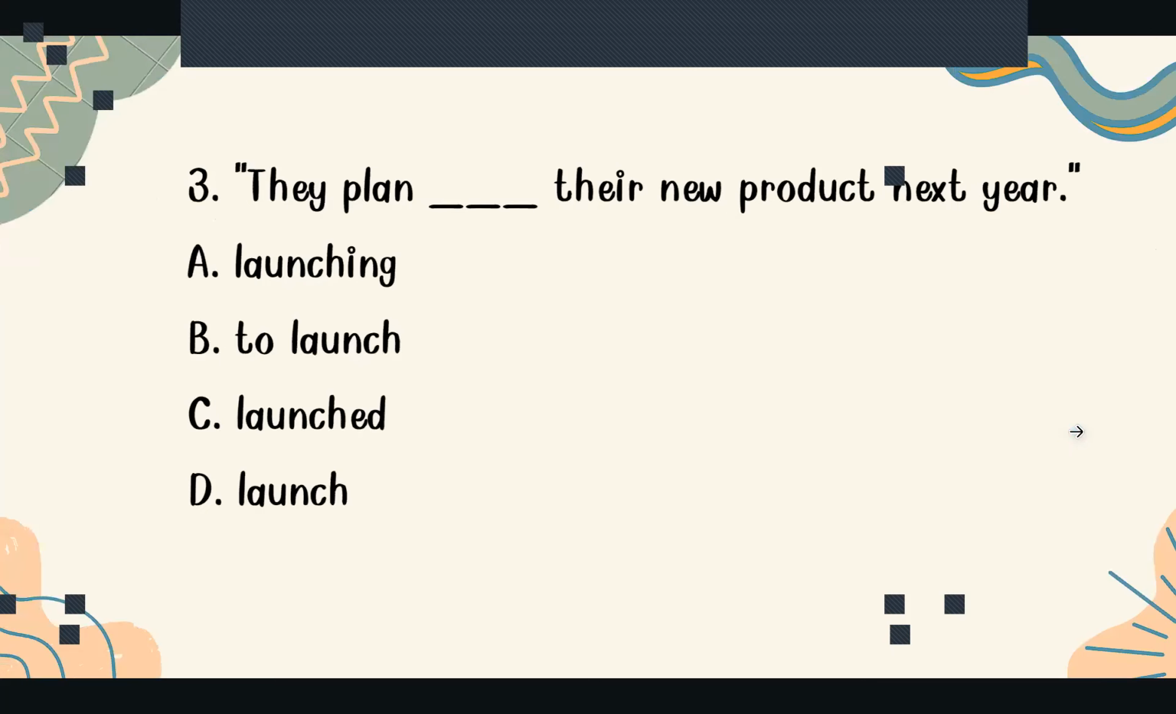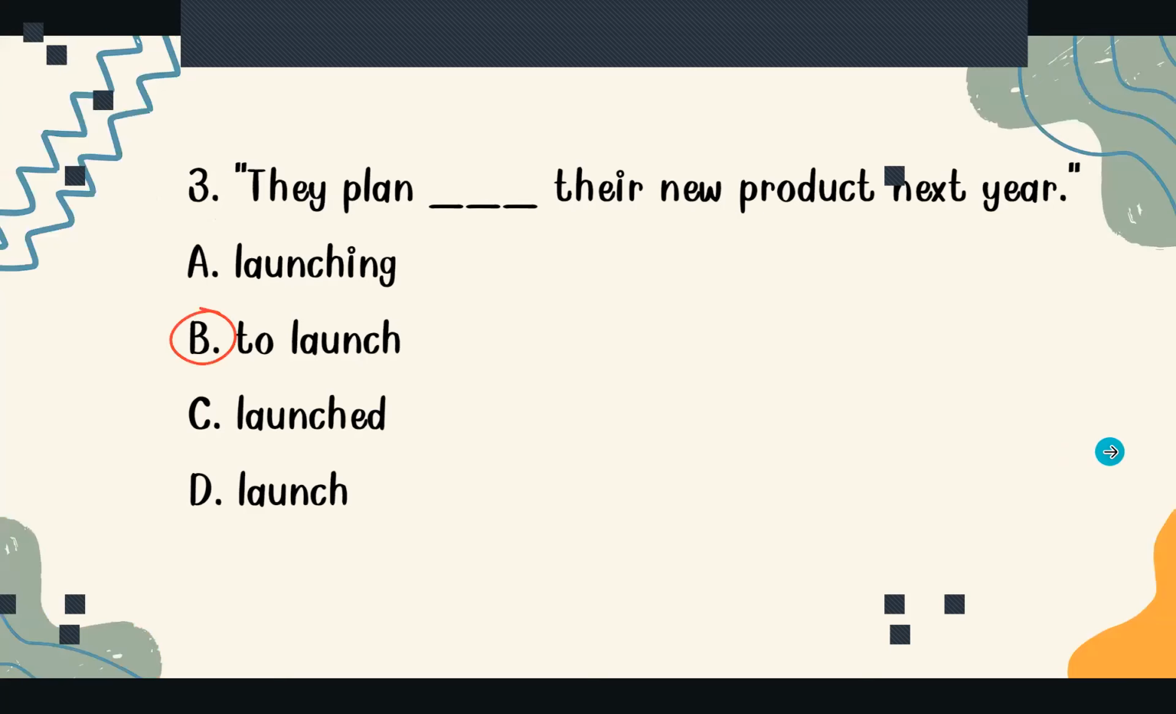The third question is: they plan blank the new product next year. The answer is B, to launch. In the future tense sentence, they plan to launch the new product. The infinitive phrase to launch is used to indicate the intention to perform an action in the future.